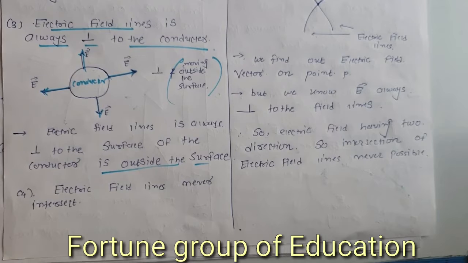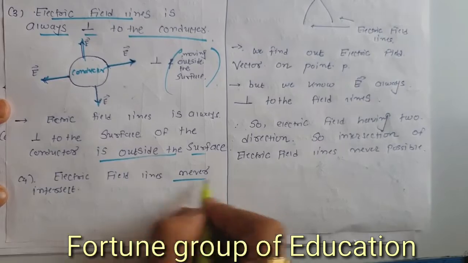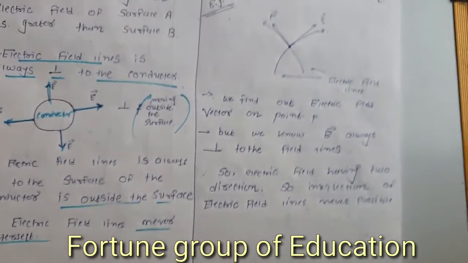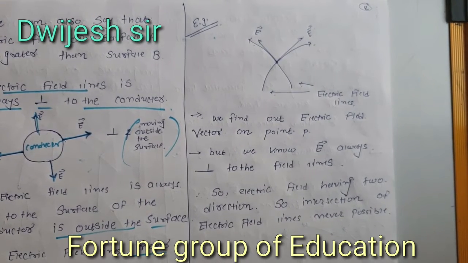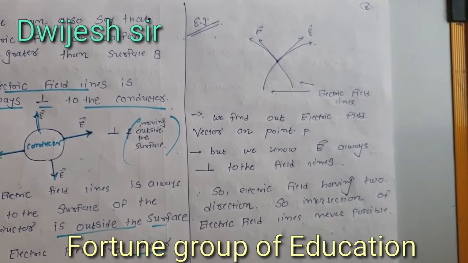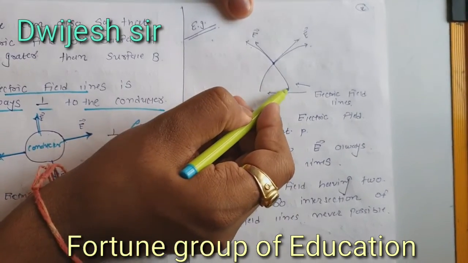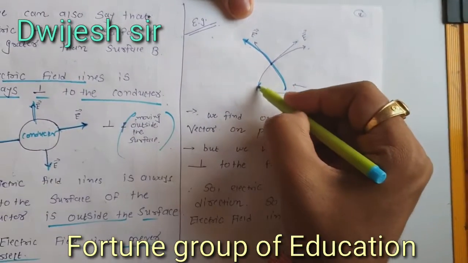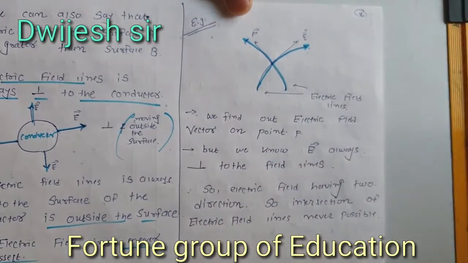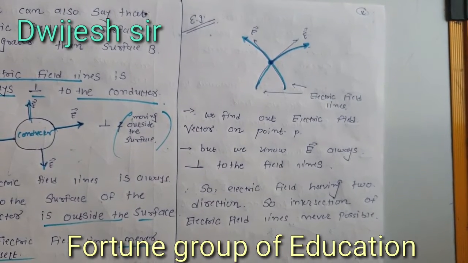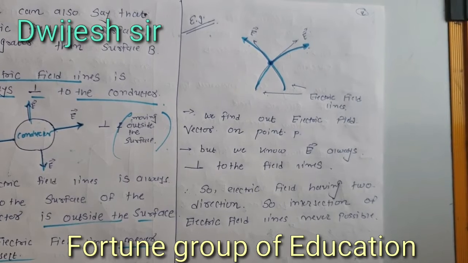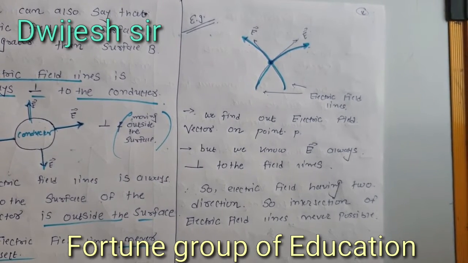Now the fourth property is that electric field lines never intersect. Electric field lines never intersect each other. So one question in our mind is: when electric field lines intersect each other, what happens? Let me explain with an example. This is electric field line 1 and this is another electric field line. These two lines intersect at that point. Now, as we know, the electric field is always tangential to the electric field lines.